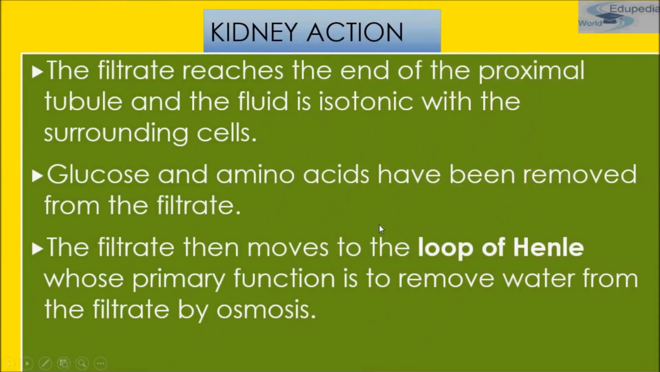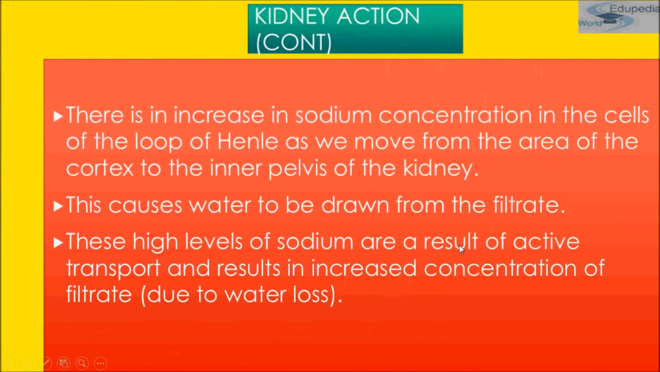Now the filtrate reaches the end of the proximal tubule and the fluid is isotonic now, and the glucose and amino acids have been removed from the filtrate. The filtrate then moves to the loop of Henle, whose primary function is to remove water from the filtrate by osmosis. There is an increase in sodium concentration in the cells of the loop of Henle as we move from the cortex to the inner pelvis of the kidney, and this causes water to be drawn from the filtrate.